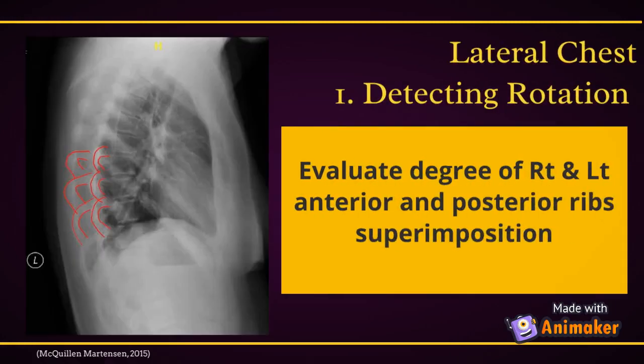The first element you can focus on when evaluating the positioning criteria of the PACEMAN method is the rotation element. The correct positioning of chest and lateral projection is indicated by superimposition of the right anterior and posterior ribs over the left ones.